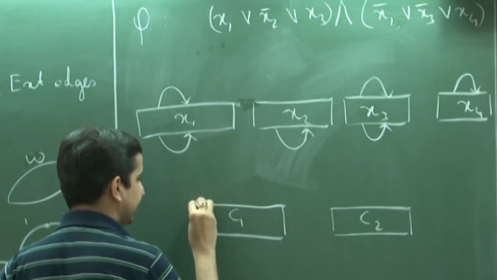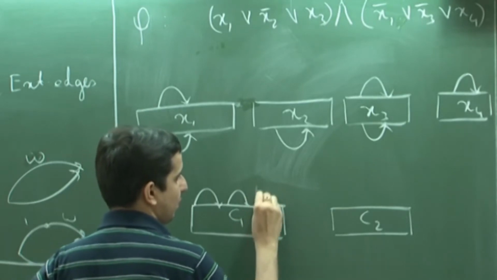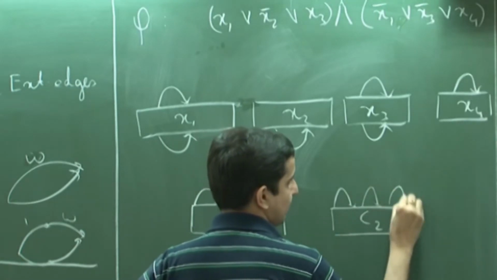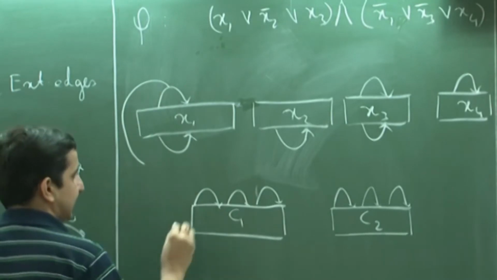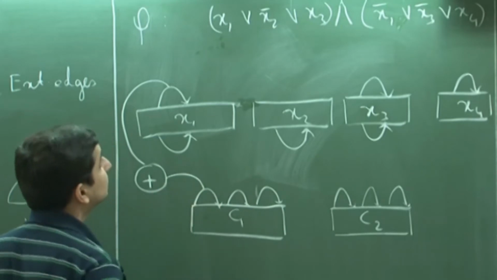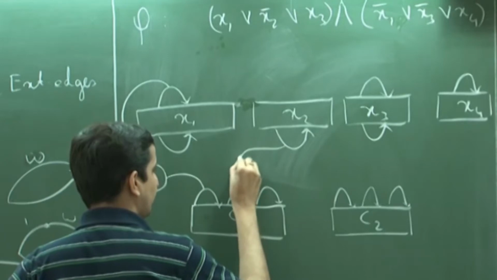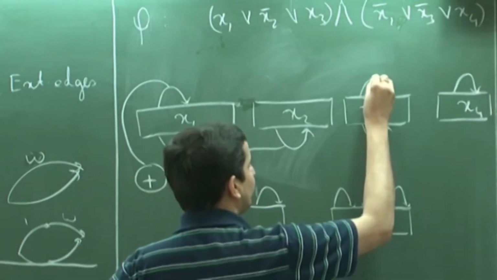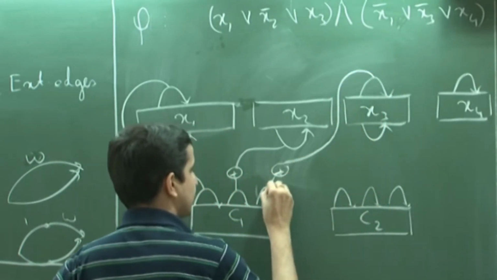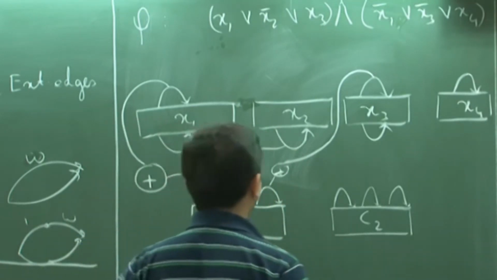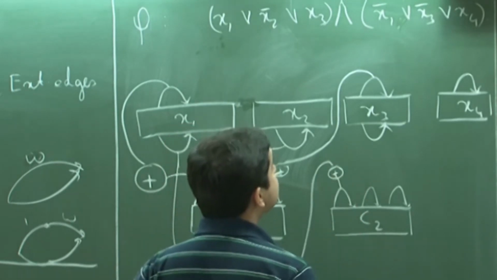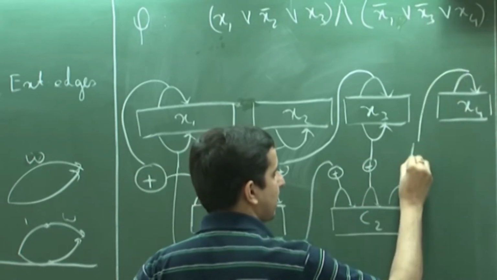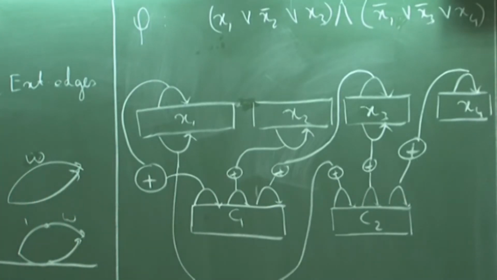And now we need to connect them to the clause gadgets. All the clause gadgets have 3 external edges. So, C1 gets connected to the true edge of x1, and this happens using a XOR gadget, to the false external edge of x2 and to the true external edge of x3. Similarly for C2 as well. So, this is the entire connection. Even for an arbitrary number of variables and clauses, you can see that this can be constructed.